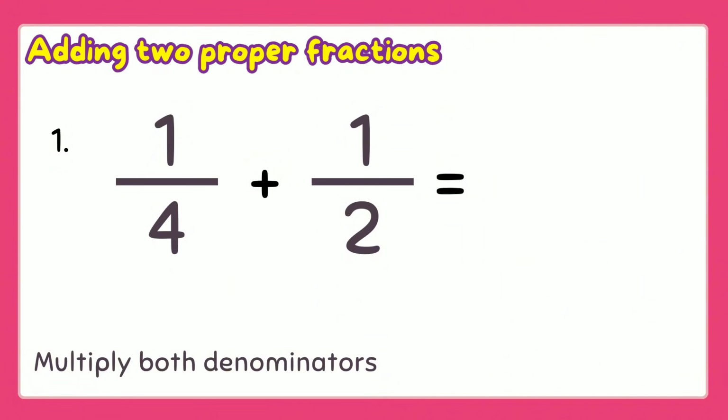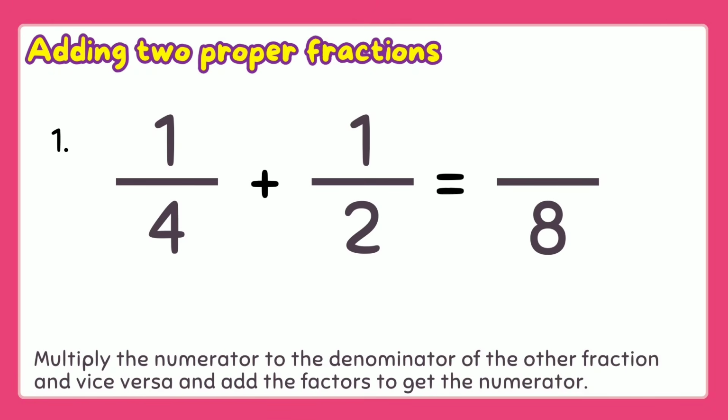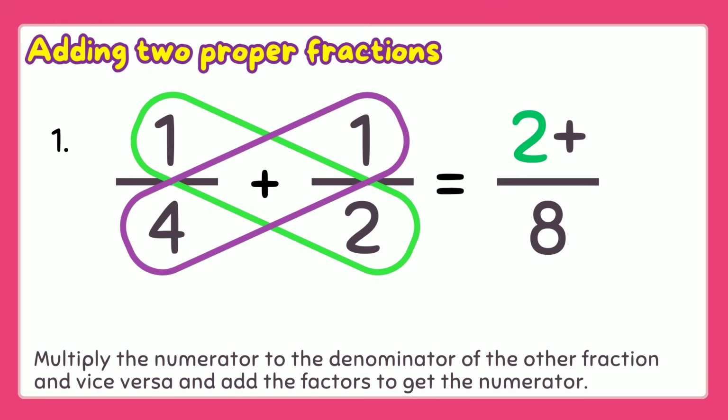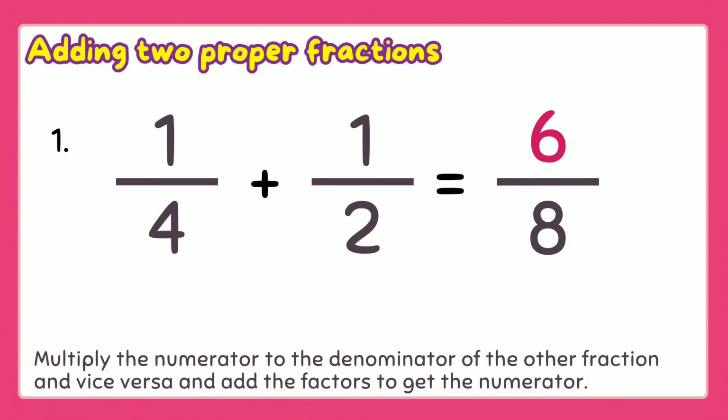Multiply both denominators. 4 times 2 is 8. Then, multiply the numerator to the denominator of the other fraction and vice versa. And then, add the products to get the numerator. So 1 times 2 is 2. And 4 times 1 is 4. Let's add 2 and 4. 2 plus 4 is 6.